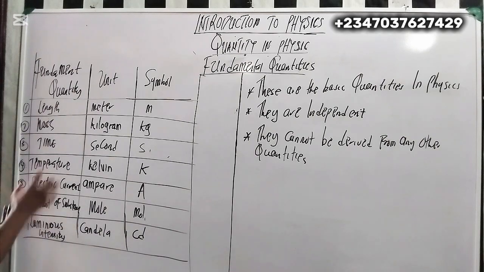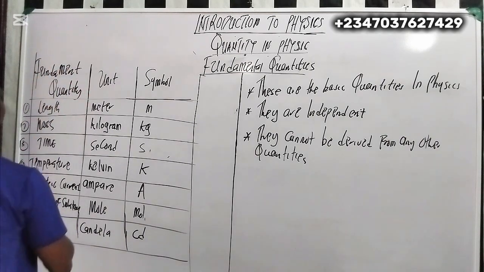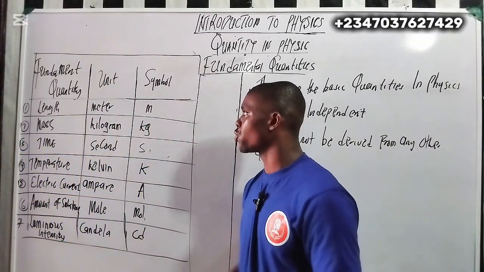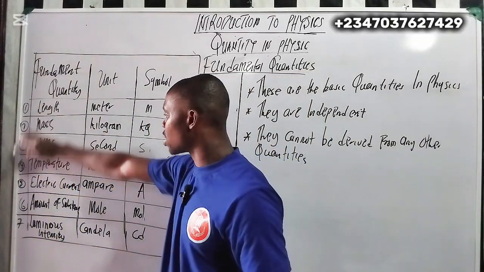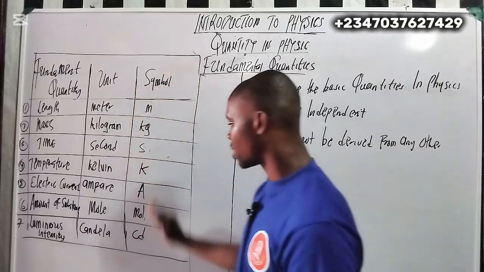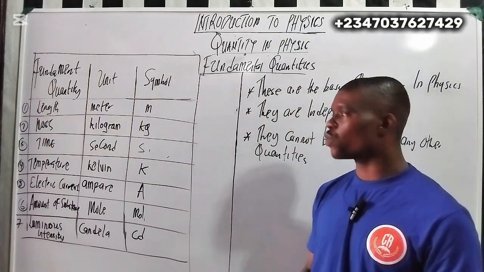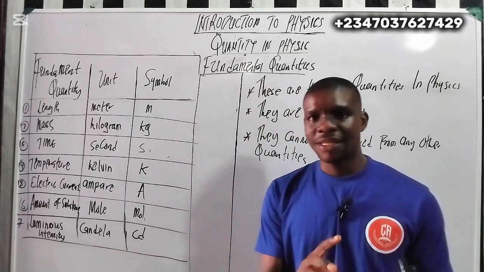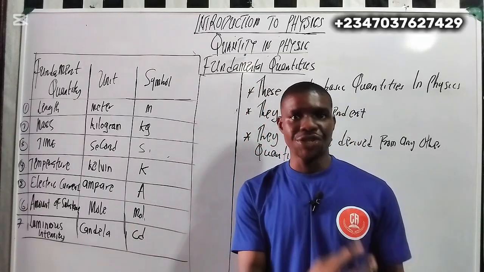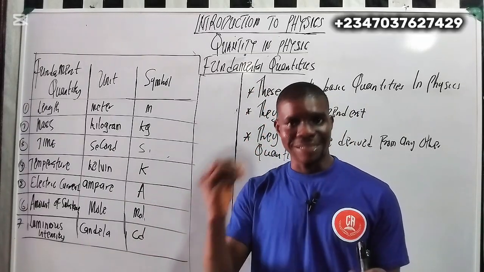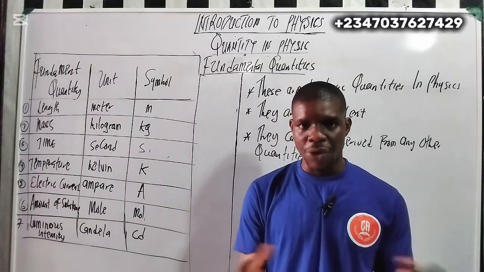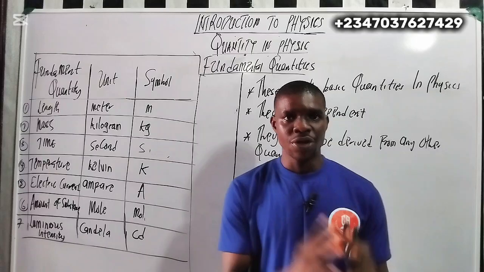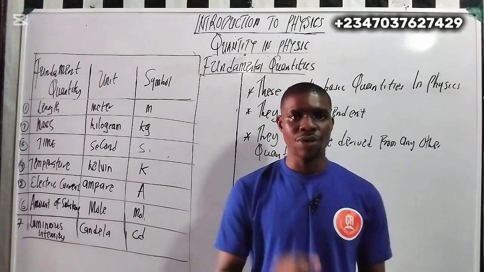So now these are the fundamental quantities you must know. You must know the 7 of them. You must know their units. You must know their symbols, because these are things your teacher will likely ask you in your exam. Now things get more complex and more interesting when we enter derived quantities. And derived quantities, I want to look at in our second class, because I want to treat that class separately.